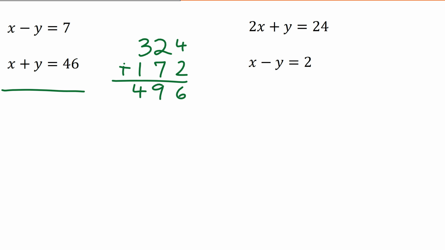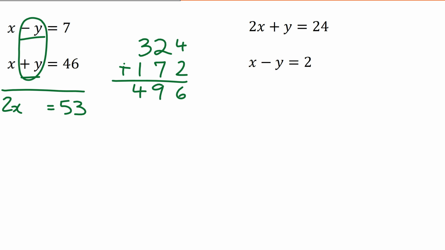If we just add vertically, 7 and 46, are they like terms? Yeah, so 7 plus 46 is 53. What is x plus x? 2x. What is negative y plus y? 0. Okay, so what have we done there? We have eliminated the y's. What's this method for solving simultaneous equations called? The elimination method. So that's why we're eliminating them.